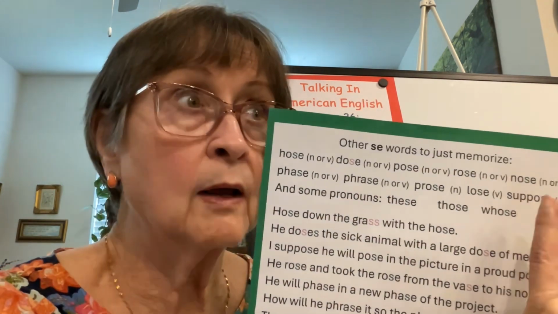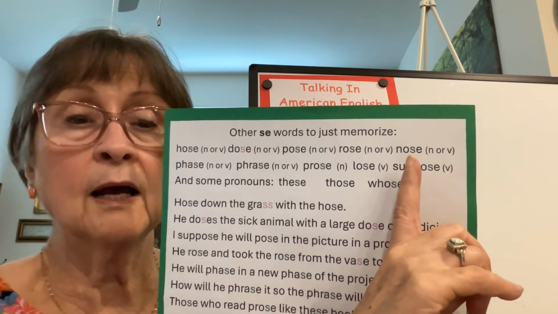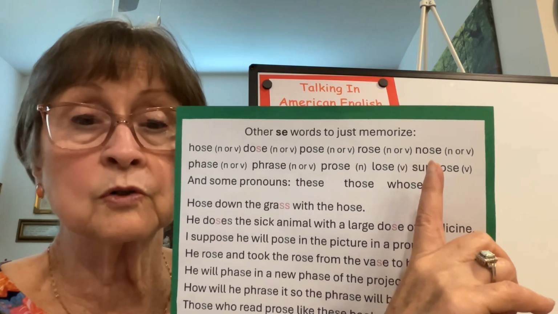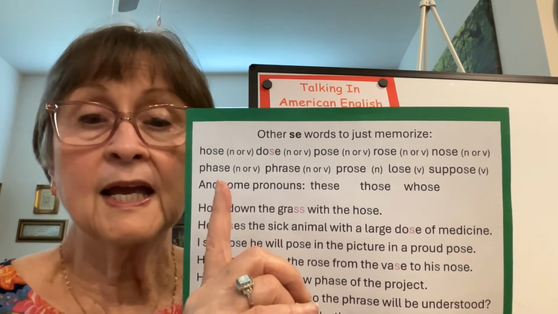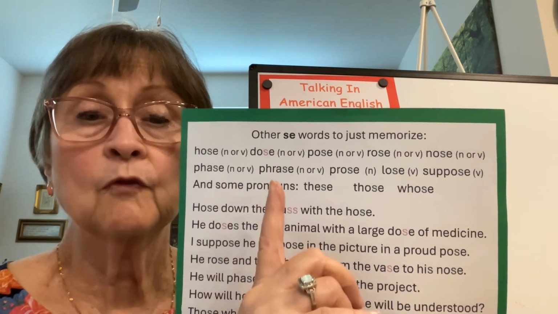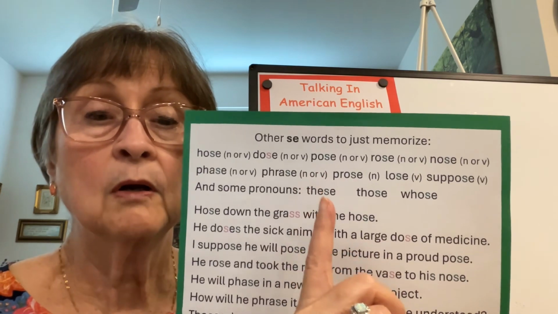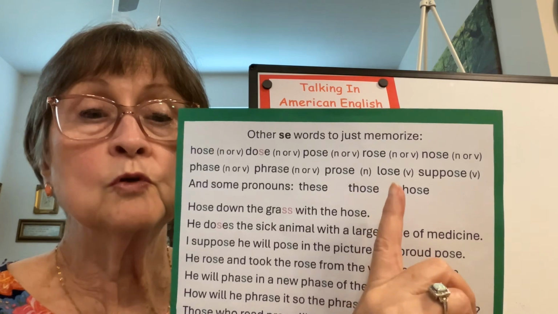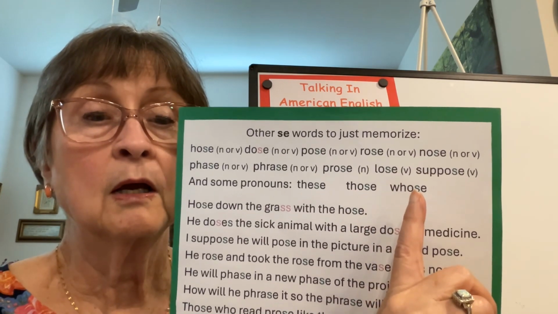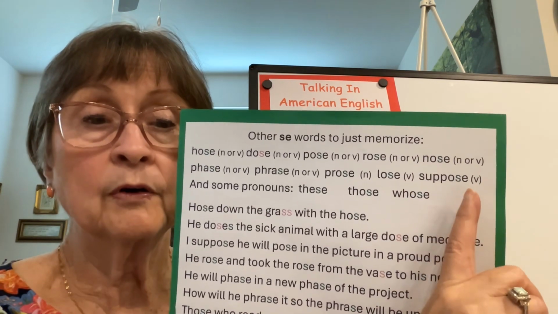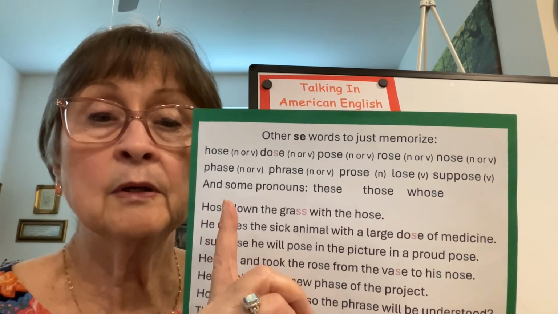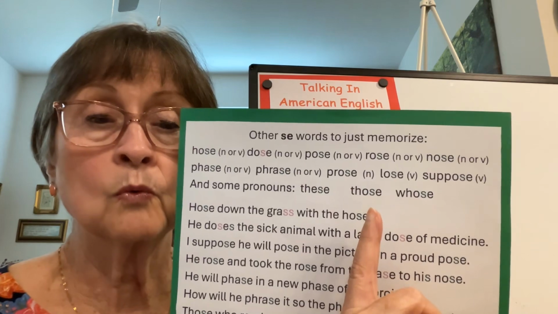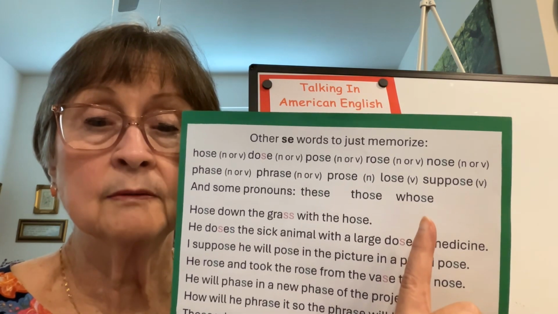You nose around means you're being nosy, you're checking it out, but it's not a very common verb, but it can be a noun or a verb. It's always pronounced nose. Phase, noun or verb. Phrase, noun or verb. Prose, it's a noun, always. Lose, verb. Suppose, verb. And some pronouns like these, those, whose.